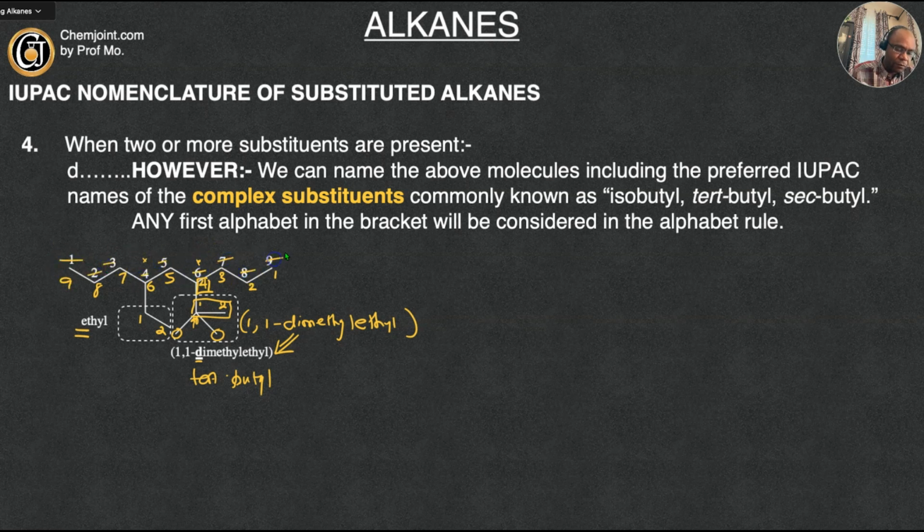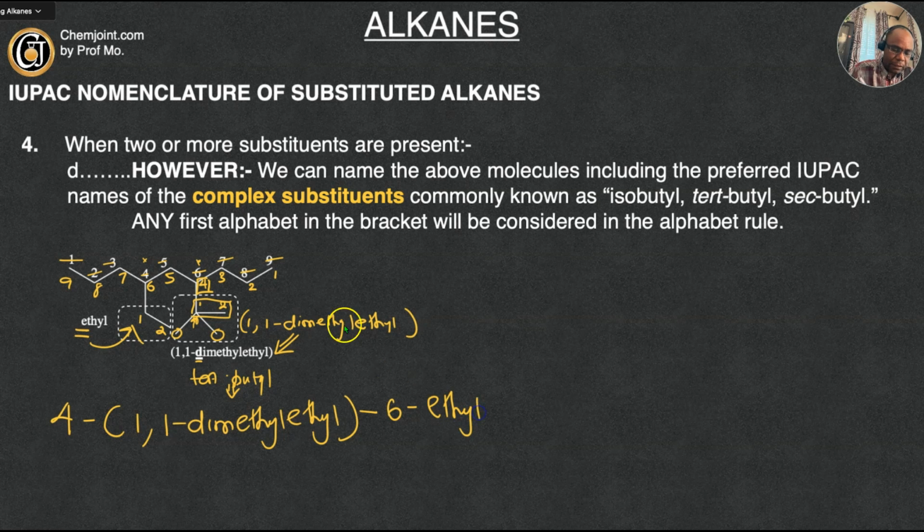Ignore the white numbering. The name will be 4, parentheses, 1,1-dimethyl, okay, ethyl, that represented the tert-butyl thing. And then now we can list the ethyl group, the other substituent. It will be 6-ethyl, longest chain 9 carbons, nonane. There's no double bond, falls under alkanes. So you see again, we prioritize D over E, and we consider the D here because it is in parentheses. If it were not in parentheses, we would be considering the M, not the D.